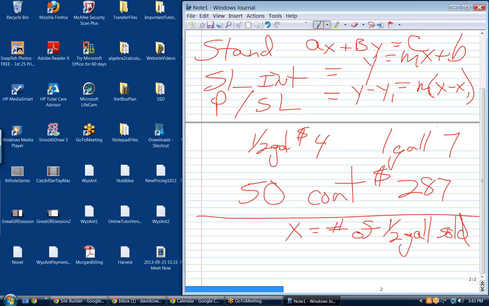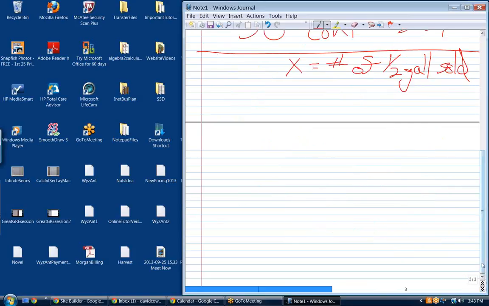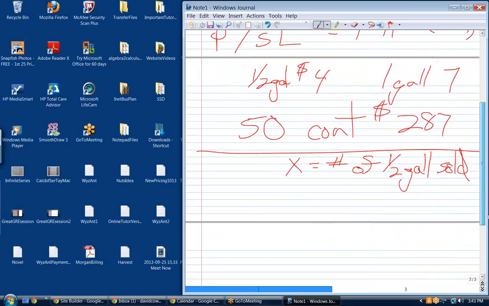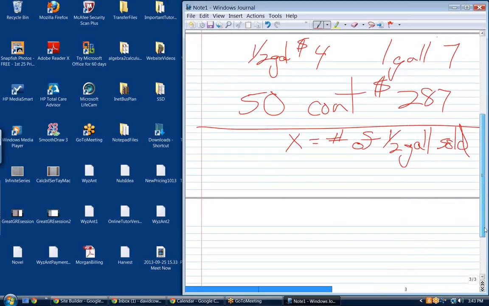Okay, we can do it as a 2-variable problem, but last time I think you mentioned she wanted you to do these as 1-variable problems? Yeah, this time it's two-variable problems, because we're solving simultaneous equations. Yes, exactly. So y is the number of 1 gallon sold.